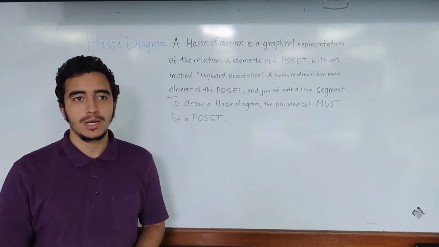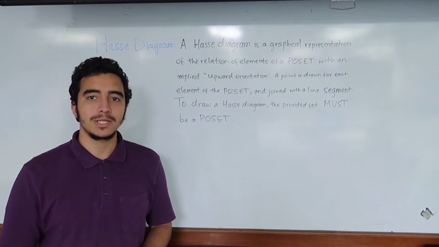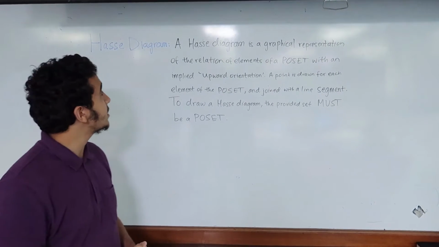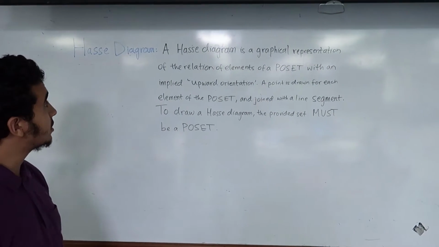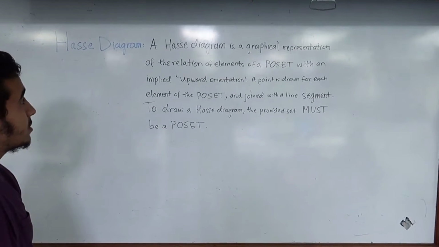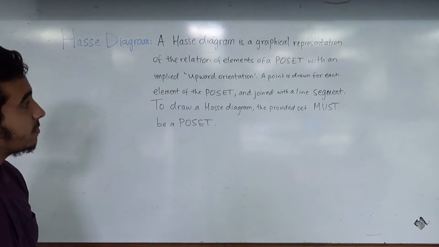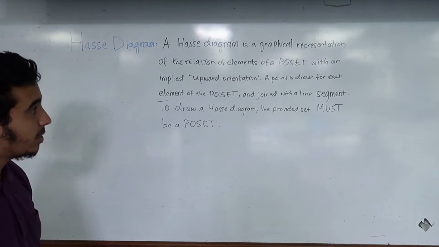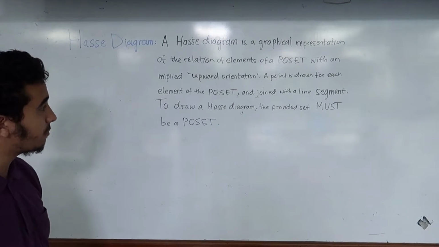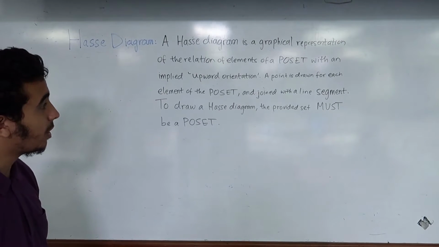Now that my fellow teacher has explained what a partial ordered set, the poset, is, we'll now proceed and talk about the Hasse diagram. Going through the definition, a Hasse diagram is a graphical representation of the relation of elements of a poset, a partial ordered set, with an implied upward orientation. A point is drawn for each element of the poset and joined with a line segment.